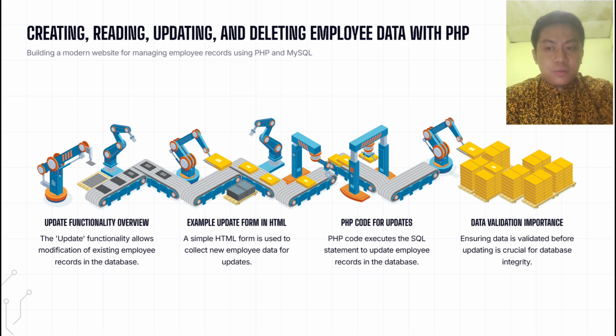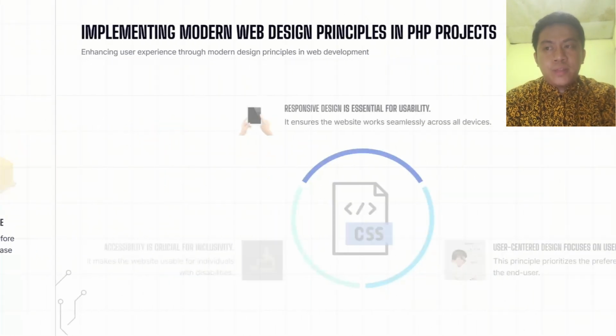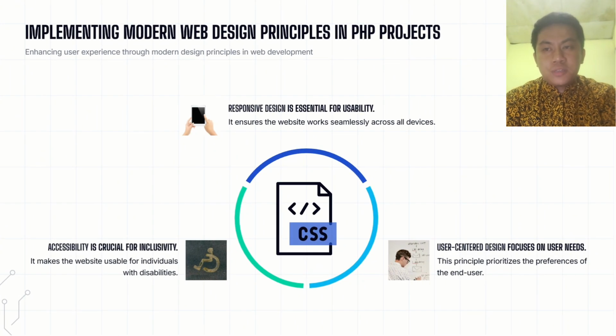3 is PHP code for update. PHP code executes the SQL statement to update employee records in the database. And 4 is data validation importance. Ensuring data is validated before updating is crucial for database integrity. And then, implementing modern web design principles in PHP projects. Enhancing user experience through modern design principles in web development.